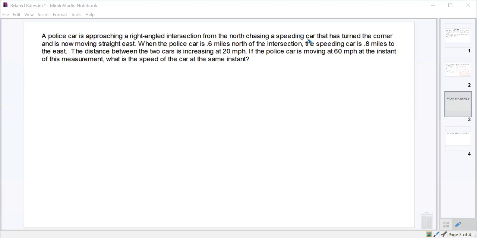You guys got a picture of this or no? Hopefully, yeah. All right, so we got a police car approaching a right-angled intersection from the north. So here's my police car coming down this way. It's chasing a speeding car. That car has turned the corner and is going east, so it's going this direction. It's a right-angled intersection. That angle is not going to change, so I'll label that right now. And we know that when the police car is 0.6 miles north, the speeding car is 0.8 miles to the east. So is that 0.6 miles north, is that a distance that's changing?